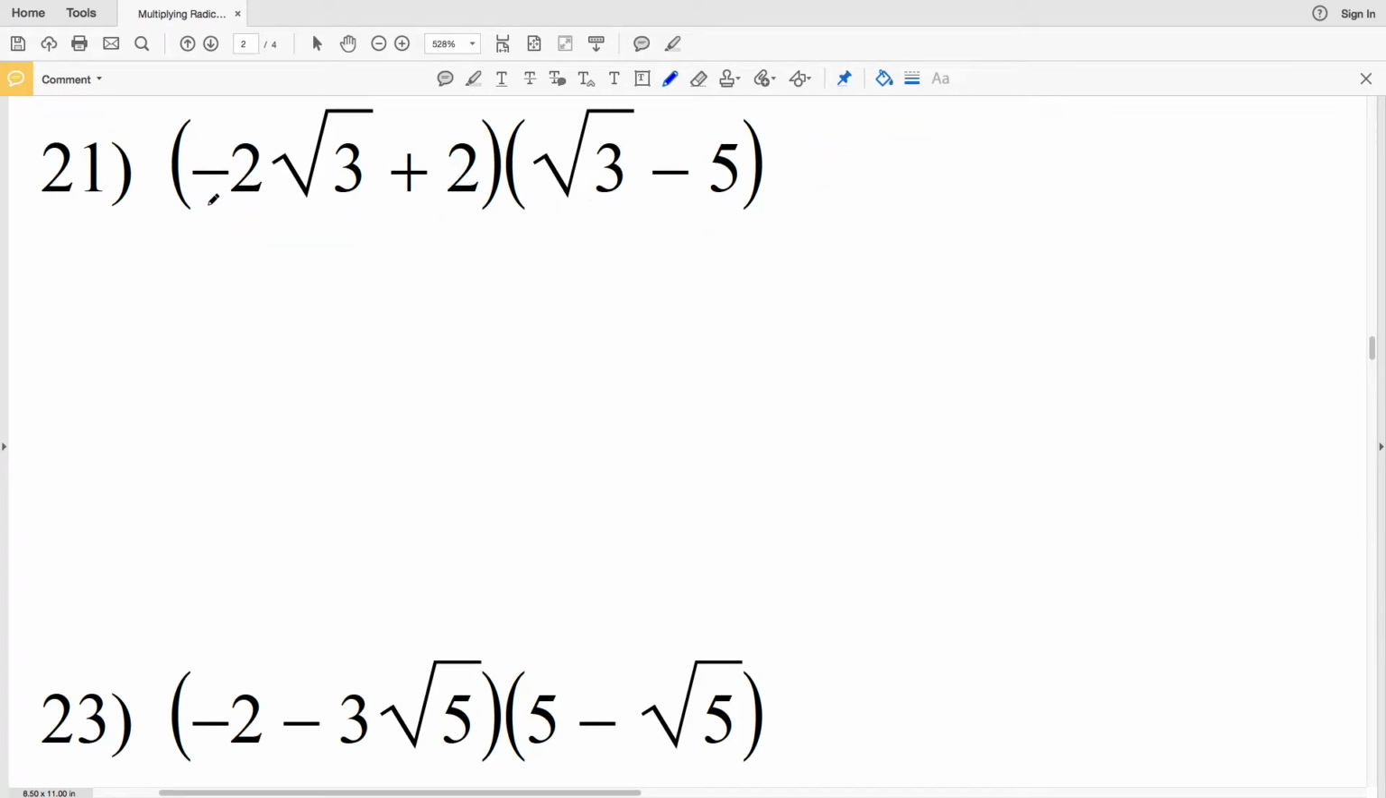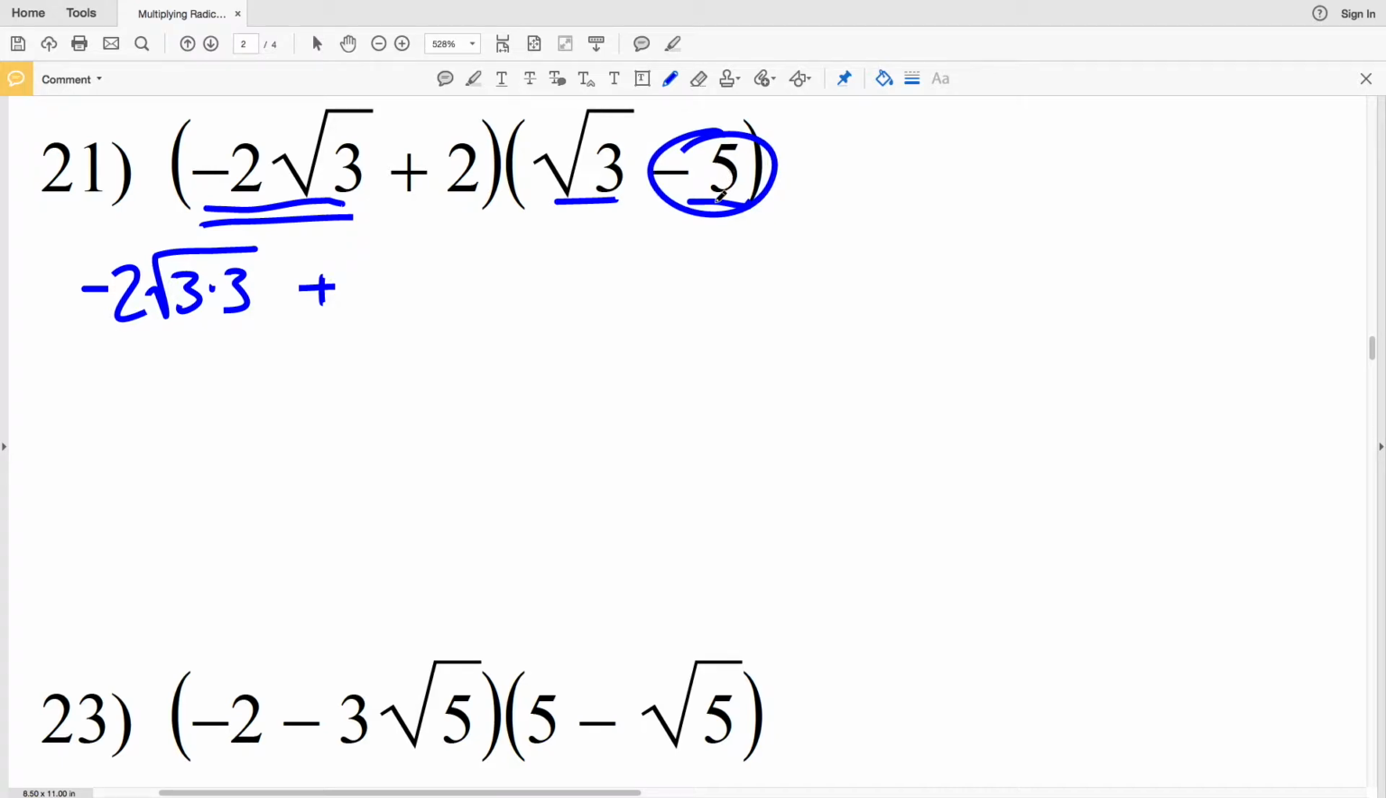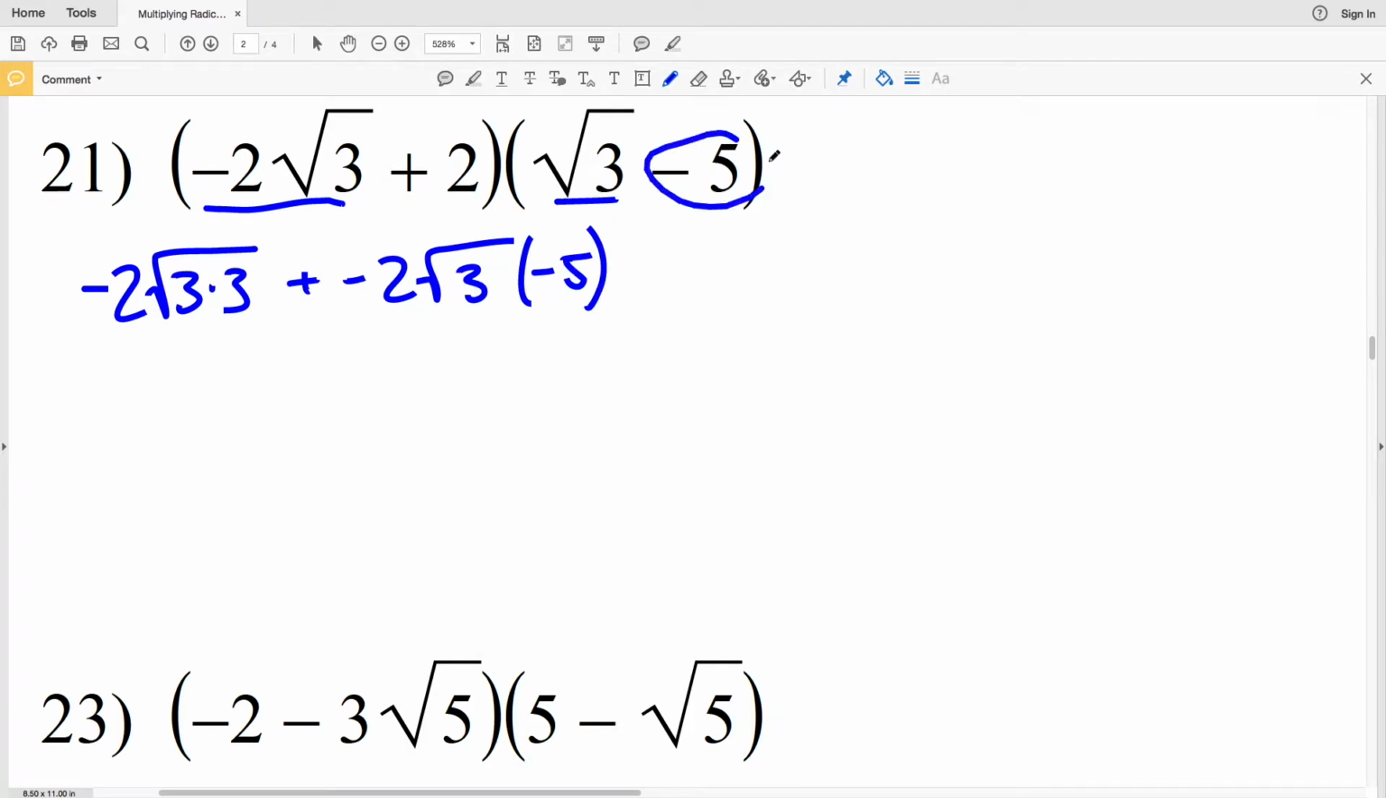We're going to start by multiplying negative 2 times the square root of 3 by the square root of 3. That's negative 2 times the square root of 3 times 3, since we'll multiply what's within the square roots together under the same square root. And then we'll add that to negative 2 times the square root of 3 times negative 5, since this 5 is subtracted. That's the same as adding a negative.